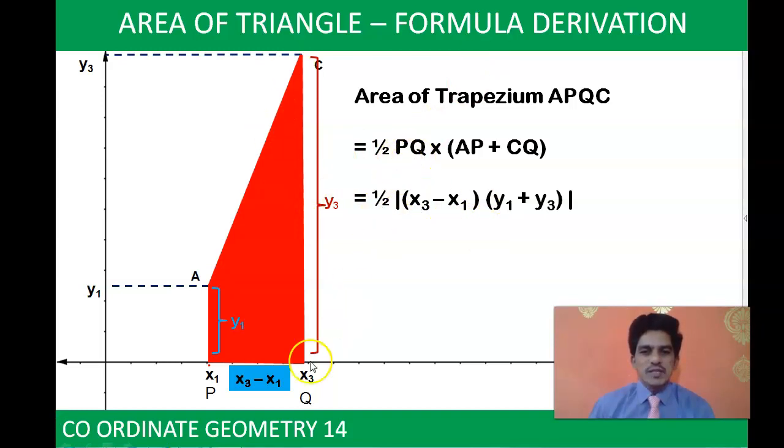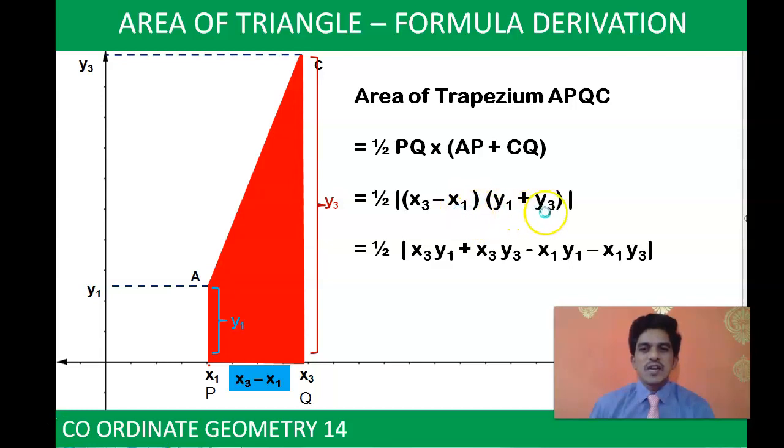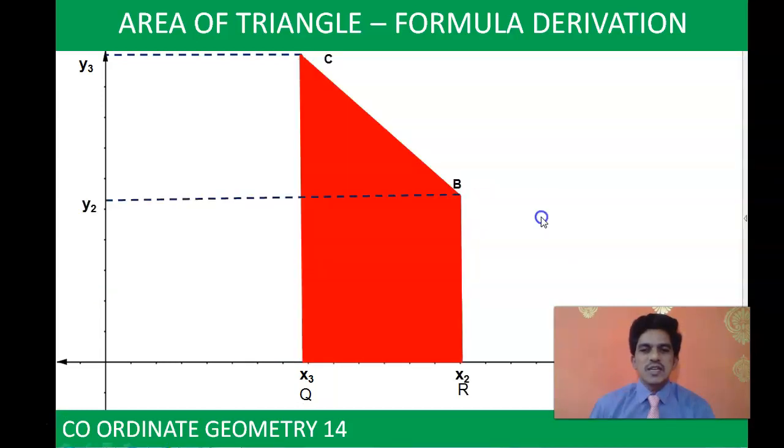Now, here PQ is x3 minus x1, multiplied by AP plus CQ, this is y1 plus y3. Now let us multiply these two. This is a binomial and this is another binomial. Let us multiply these two: x3 into y1 plus x3 y3. So we got two terms, and again minus x1 y1 minus x1 y3. So you will have four values altogether: x3 y1 plus x3 y3 minus x1 y1 minus x1 y3. This is the area of the first trapezium.